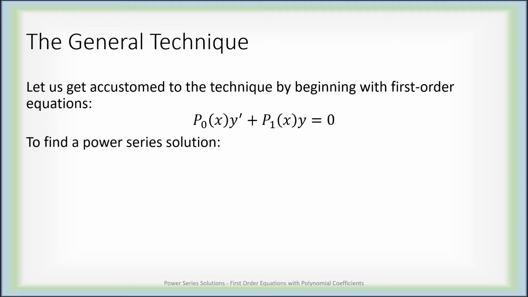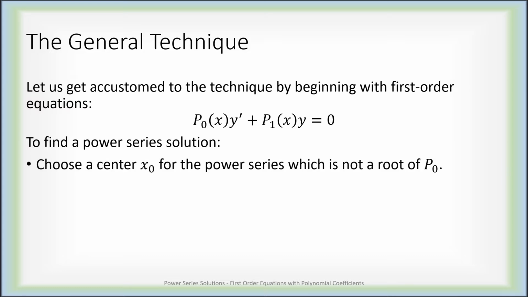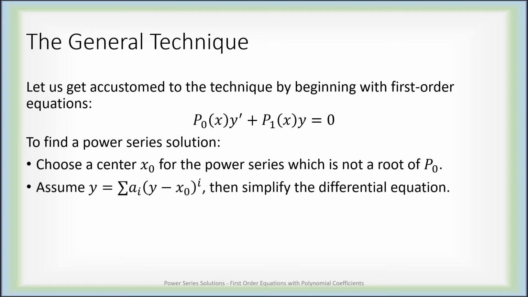Now to find a power series solution y, we're going to go through a few steps. Choose a center for the power series, and we want it to be an ordinary point, so not a root of the polynomial p0 of x. Then we can assume that the solution y is a power series centered at x0. Then we're going to take that power series and simplify the differential equation, p0 of x times y prime plus p1 of x times y equals 0.